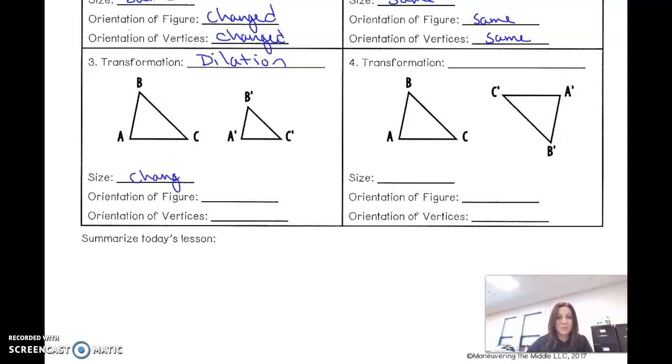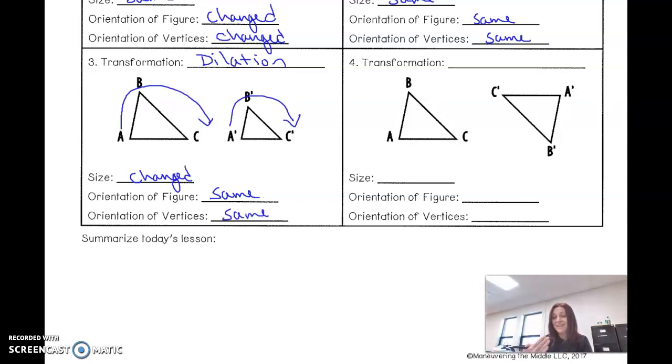It got smaller. Now, if we again think of this as kind of being a nose and which way it's facing, did it change? Did it flip where it's facing? Nope, it stayed the same. How about our vertices? A, B, C, A, B, C. And that also stayed the same.